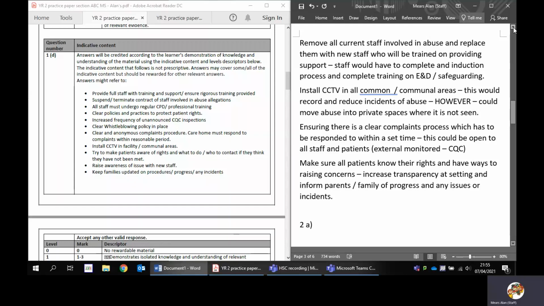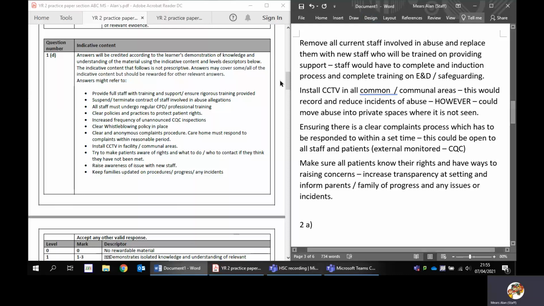Suspend and terminate any staff involved in abuse. All staff have to undergo regular CPD and professional training. So we've kind of touched on that in our first point. Increase the frequency of unannounced inspections, clear whistleblowing. So we could have extended our complaints process. Care home must respond. We've kind of touched on that. CCTV, we've done that. We talked about how it could displace offences. Raise awareness of issues with new staff and keep families updated, which is kind of what we've got on the transparency side.